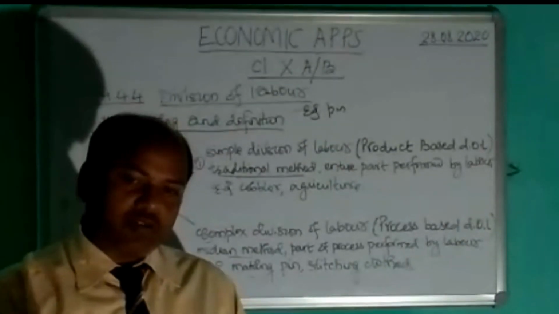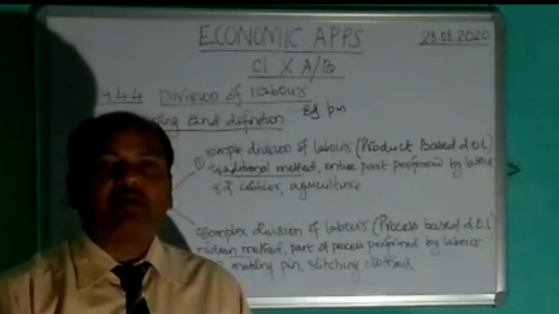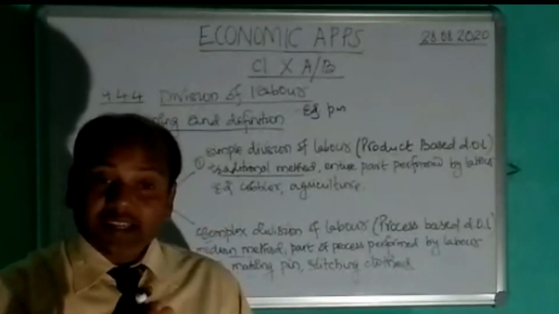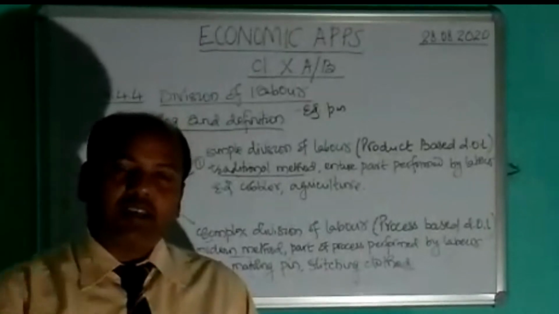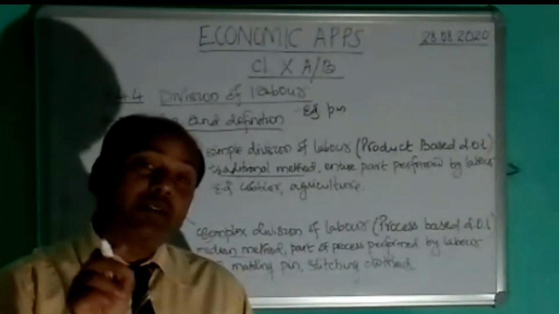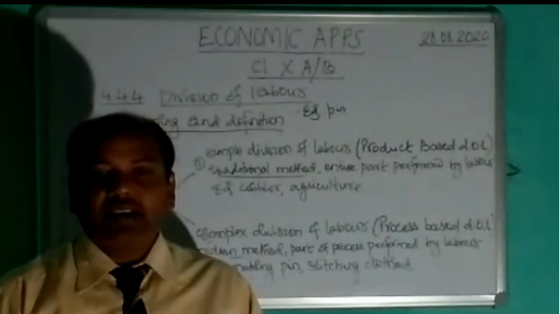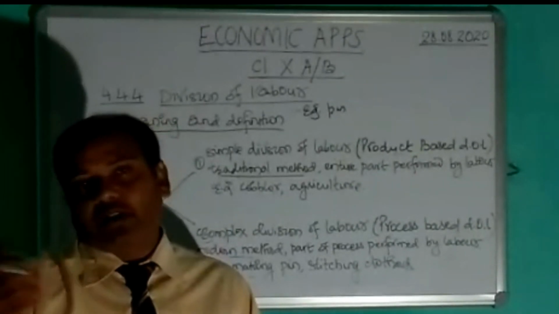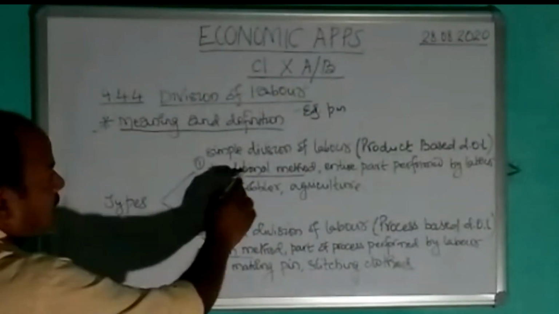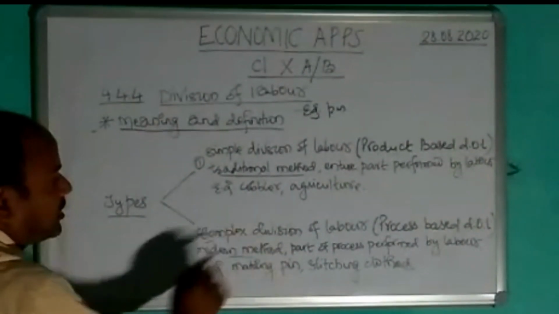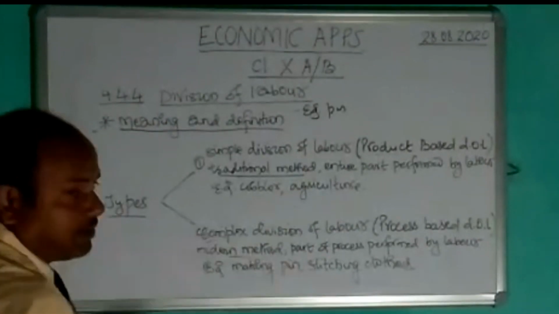But when that cloth was stitched, the work was divided and each part was performed by a different labor. Hence, when a work is assigned, that work is divided among different laborers and each labor is specialized in that particular part, and at the end the product is ready. So this is called division of labor. Two types: simple division of labor and complex division of labor.